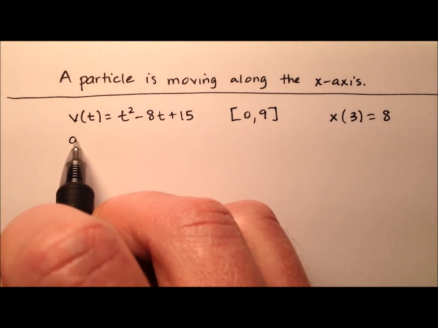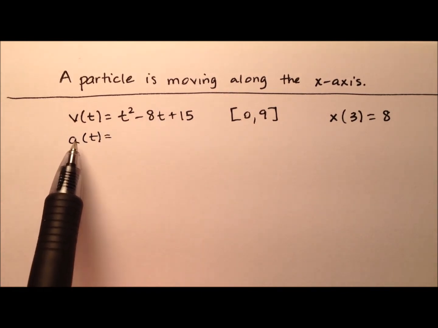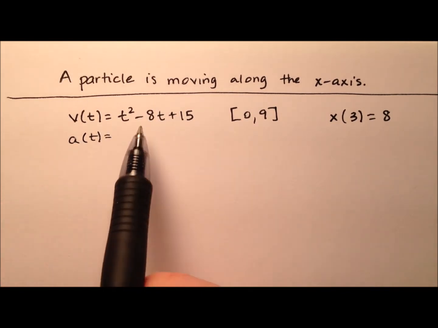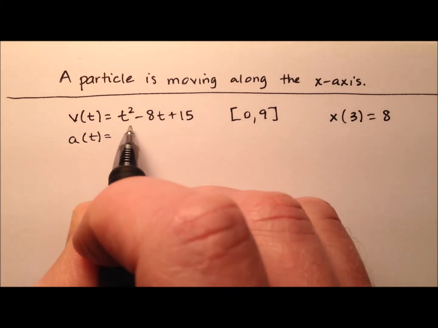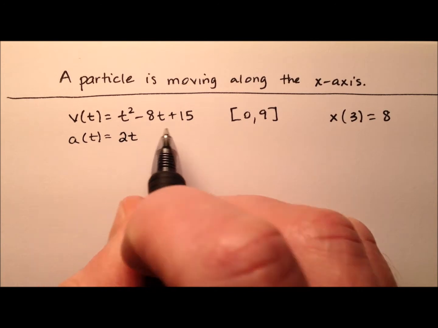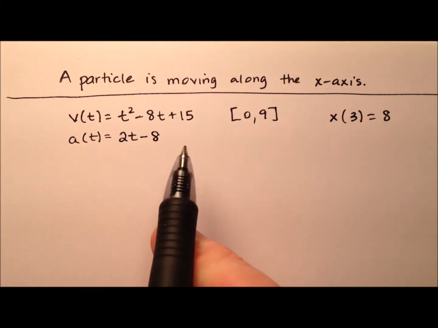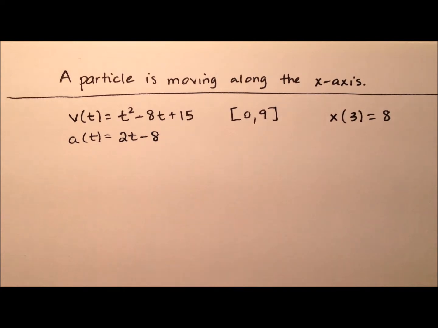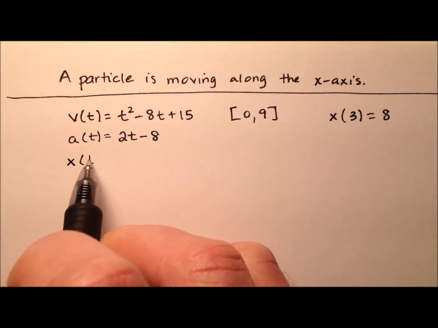Well, the acceleration function won't be too bad, because to move from velocity to acceleration, I just need to differentiate. So let's take the derivative of this. The derivative of t squared is 2t, and the derivative of negative 8t is negative 8, and the derivative of our constant 15 is just 0. Okay? And how about a position function?